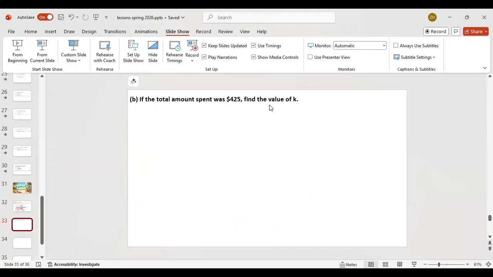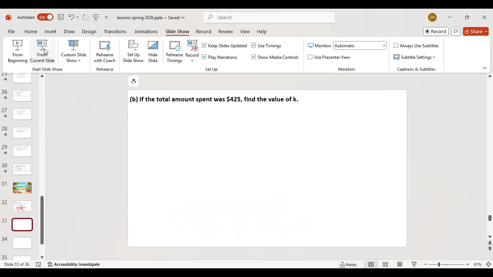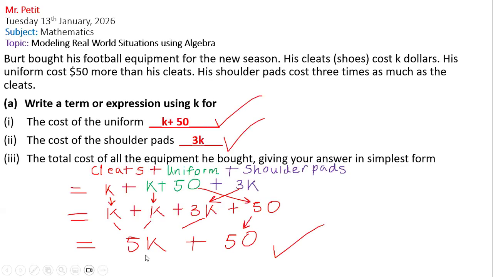425. Very good. So again, in order to solve this, we're going to take 5K plus 50 and we're going to set it equal to 425. Why? Because 5K plus 50, that is the expression for the total cost.